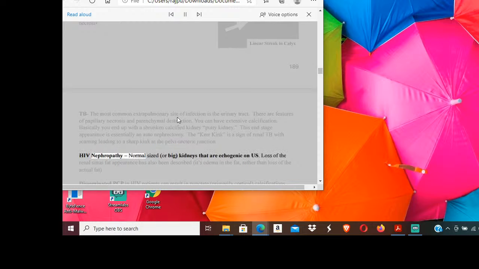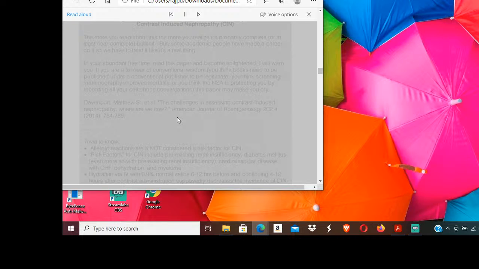HIV nephropathy, normal-sized or big kidneys that are echogenic on US. Loss of the renal sinus fat appearance has also been described. It's edema in the fat, rather than loss of the actual fat. Disseminated PCP in HIV patients can result in punctate, primarily cortical, calcifications.